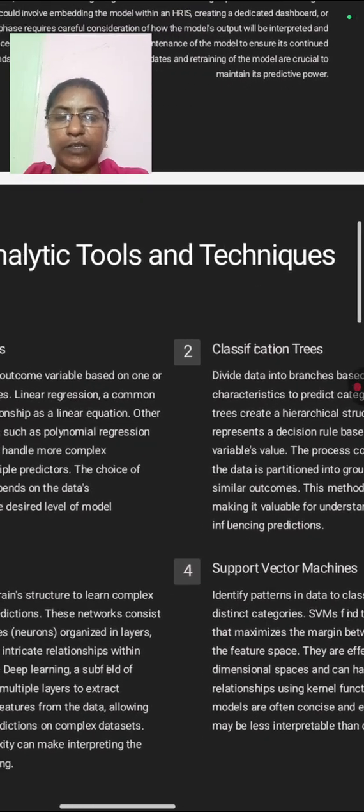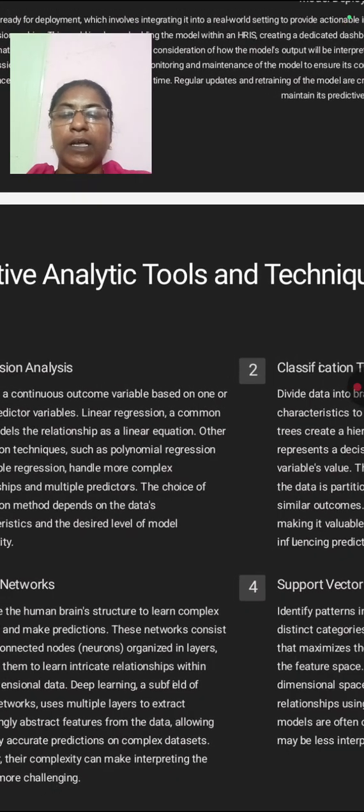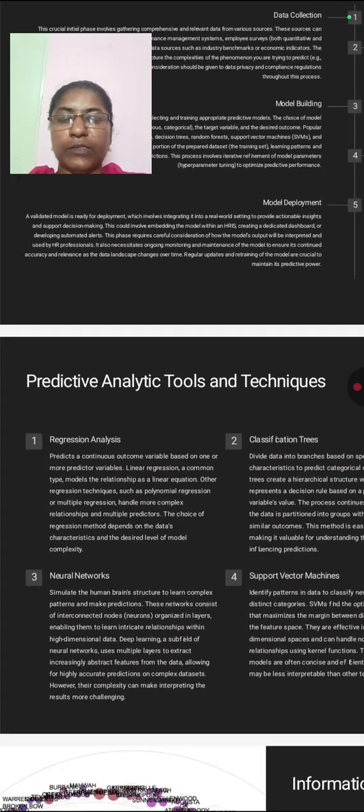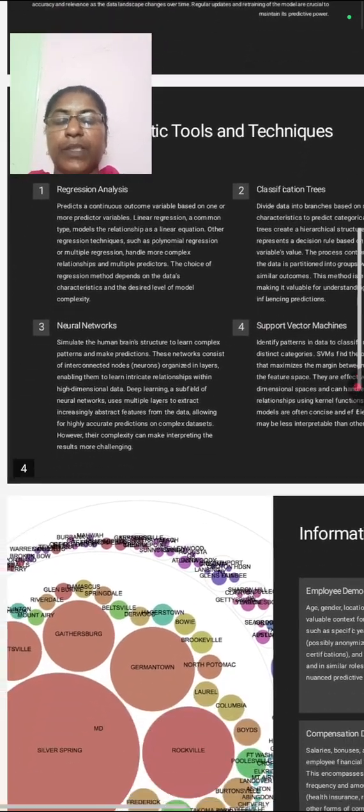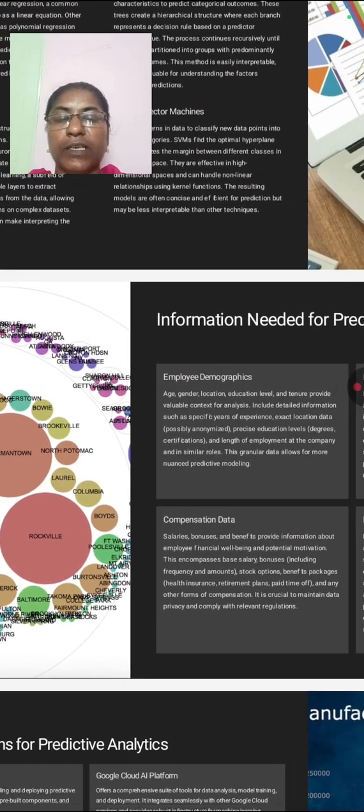So these are some of the techniques being followed, and another one is regression techniques. The next thing is to see this figure, how it functions, what processes are given here, and the information needed for the predictive method.